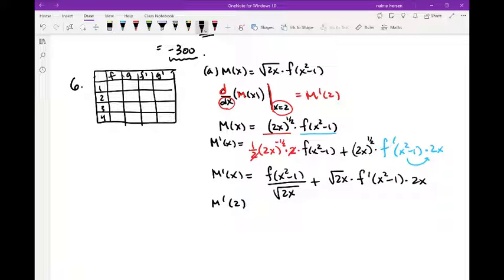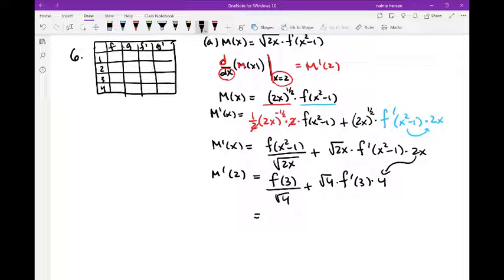So now we want m prime of 2. We're going to get f of 2 squared minus 1 over the square root of 4, plus the square root of 4 times f prime of 3 times 2x, which is 2 times 2, which is 4. Looking at my table, f of 3 is negative 4. So I'm going to get negative 4 divided by 2, plus 2 times f prime of 3. f prime of 3 is going to be 5. So 2 times 5 times 4 is 40, and negative 2 plus 40 turns out to be 38.